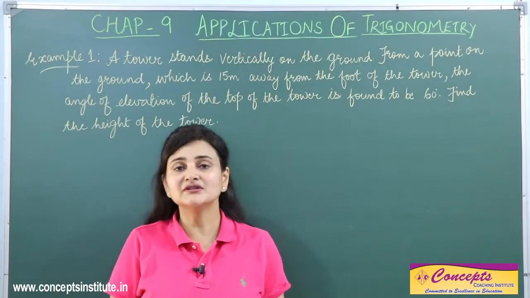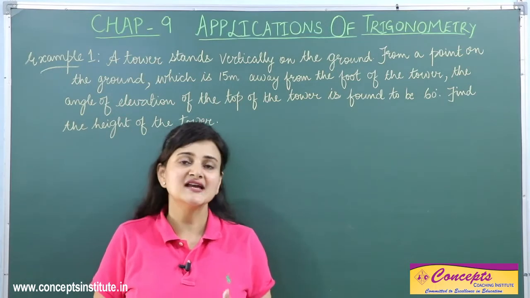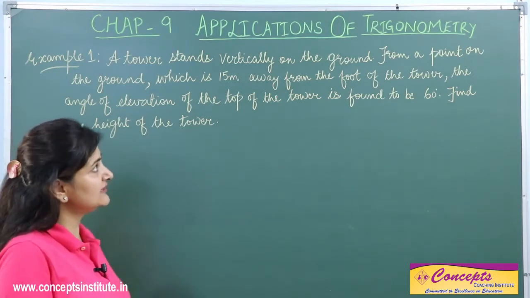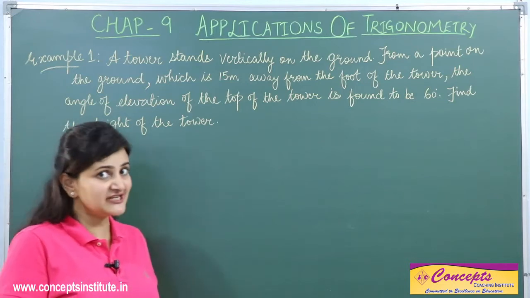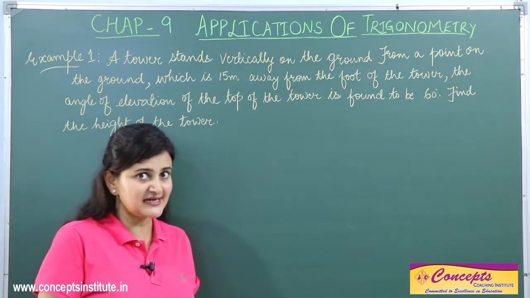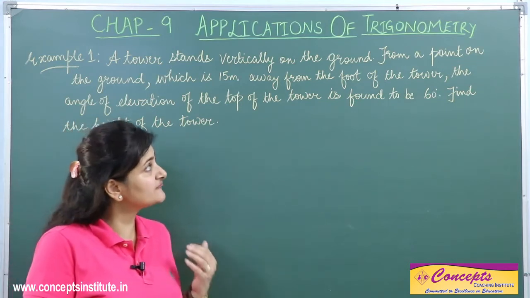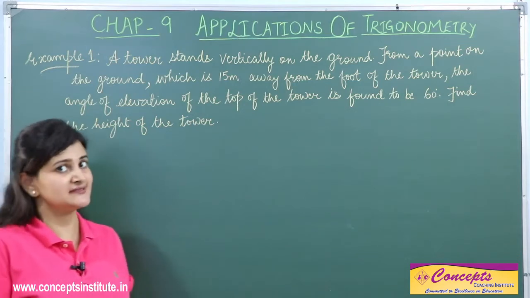Right students, now the concept will become all the more clear when we look at a few examples. So starting with example 1, a tower stands vertically on the ground. From a point on the ground which is 15 meters away from the foot of the tower, the angle of elevation of the top of the tower is found to be 60 degree. Find the height of the tower.